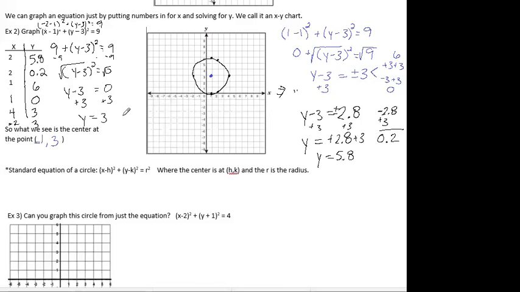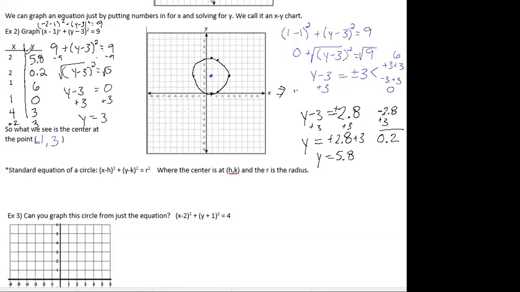I have a question. Yes. Could you technically put the 5.8, but on the other side to make it perfect? Yeah, you can. It would be if you plugged in 0. So if you plug in 0 for x, you will also get 5.8 and 0.2. So yes, you could, if you plugged in 0 for x.